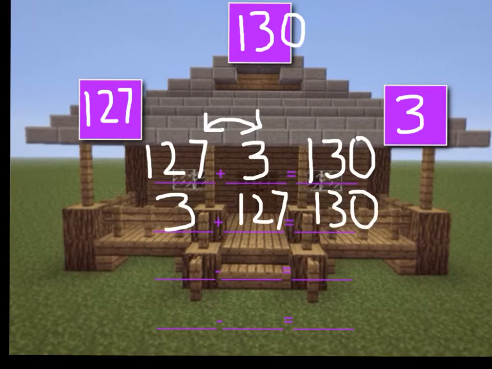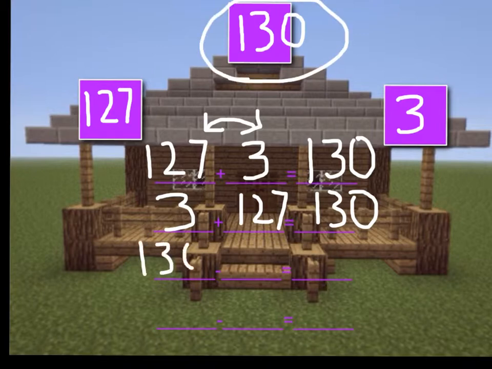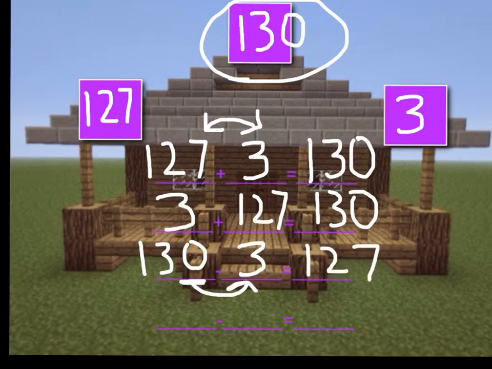Now for the takeaway turnaround, I need the biggest number, which is 130. Take away 3 leaves me with, now looking for that rainbow fact again, what's the partner for 10? Here's my 10, and the partner with the 3 is 7. So the answer is 127. Do you see the way I'm using my knowledge of my addition strategies to help me work out a takeaway?